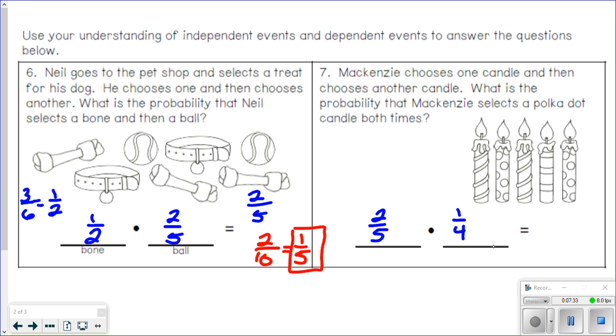Again, you can multiply straight across and then simplify. Right here, the 2 and the 4 can be simplified to 1 and 2. Now when I multiply straight across, I get 1 times 1 is 1, and 5 times 2 is 10. The reason these are dependent is because what I did the first time affected the probability of the second event, because I didn't put something back.